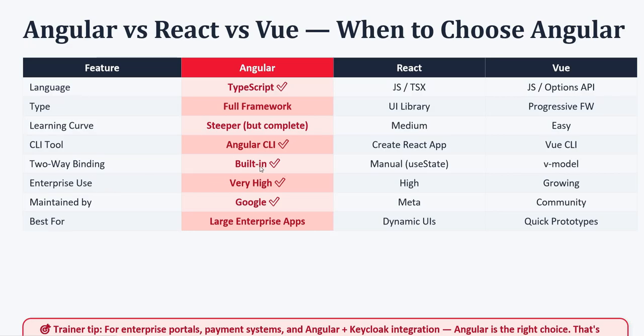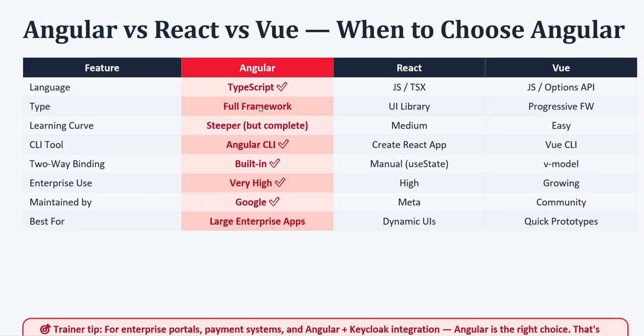Two-way binding is built in here, and manual with use state. There is no two-way binding concept in React.js. That's what is mentioned. Manual use state. V-model. This is another one. Enterprise usage is very high.